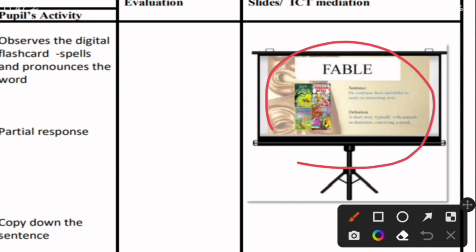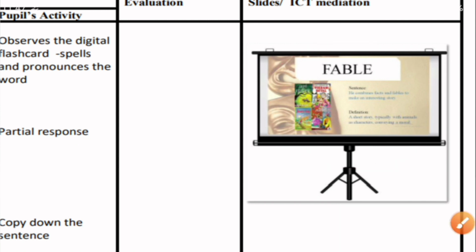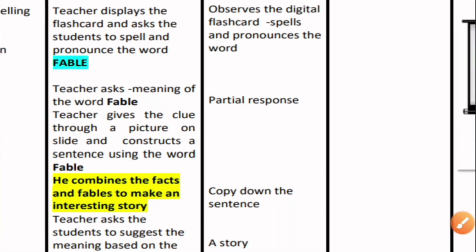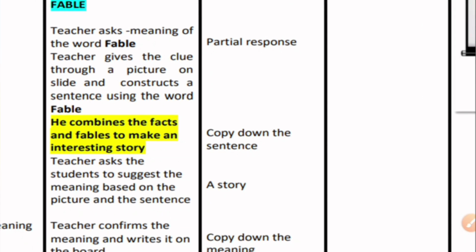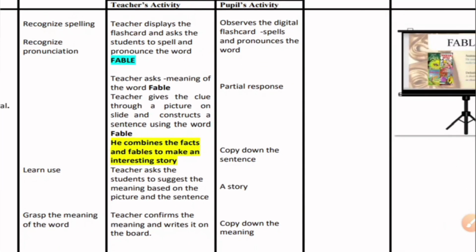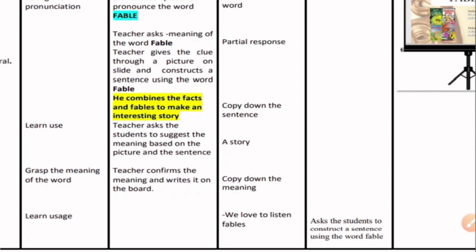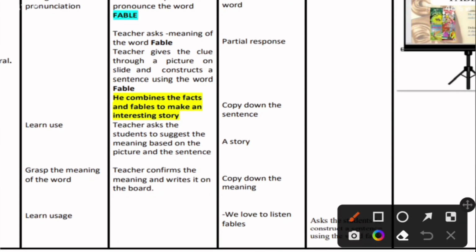Then the teacher gives a clue and asks them to construct a sentence based on that given clue, and further refocuses. He asks them to tell the meaning again. Now he may expect a correct or partially correct response, which he needs to confirm by giving the meaning on the slide. You can further ask the students to construct a sentence using the word because they have understood the meaning of the word now.